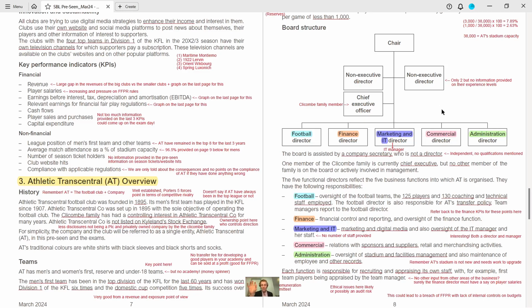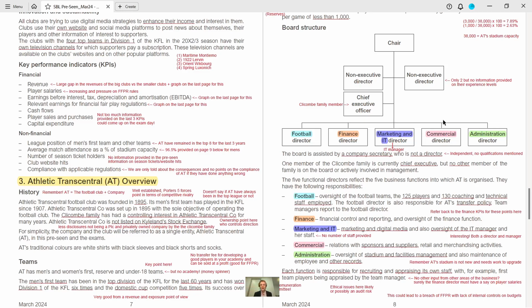We're not given how many staff they've got, anything on those lines, but the company secretary is also involved in the board, assisting how it operates. Not a director, so that means they're independent, shouldn't be swayed, but they throw it in sometimes in ethical questions. But we're not given anything in terms of the company secretary, what their qualification and stance is as well. So just something to note, could get thrown in for you.